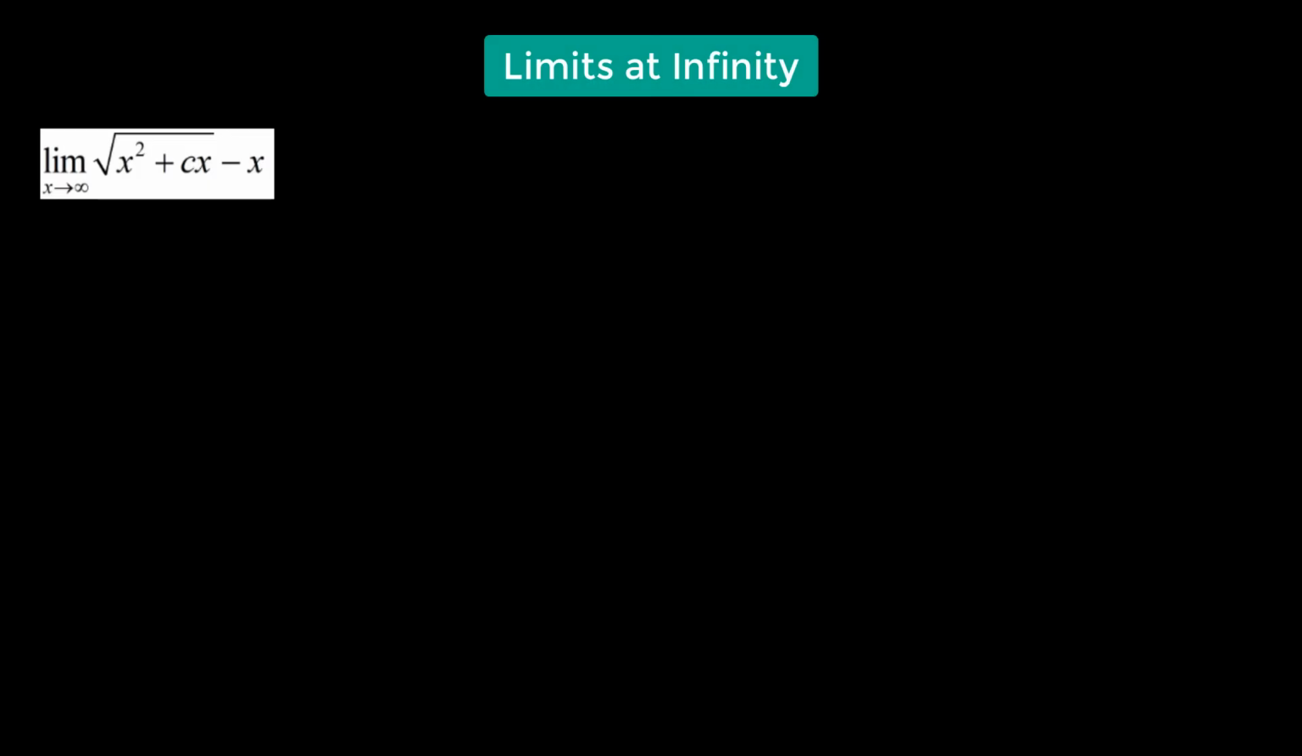So here in this question, we need to determine the limiting value of the given function when x approaches infinity. When we substitute for the value of x, we get the square root of infinity squared, which is infinity, plus c times infinity, which will be infinity. So infinity added to infinity is infinity, and taking the square root gives us infinity as well. So this has the form of infinity minus infinity. It is an indeterminate form.